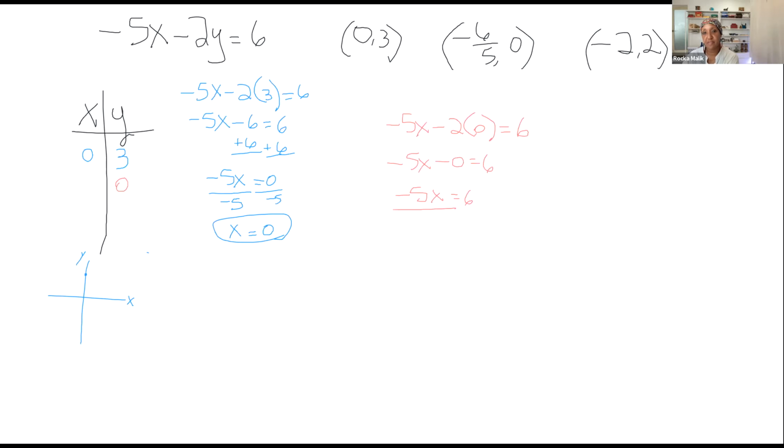I divide away the negative 5. Left with x equals negative, because I have one negative to split between both sides, 6/5 for x. Okay, so that one works. Okay, let's see if the third point works.